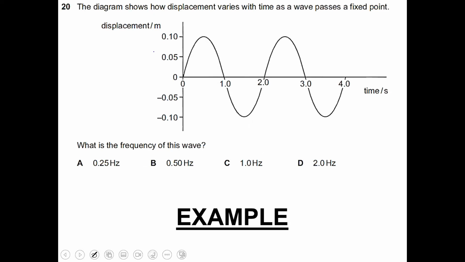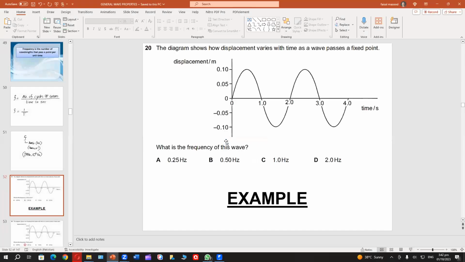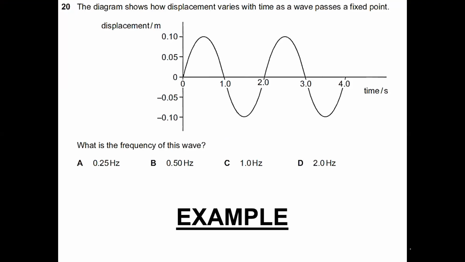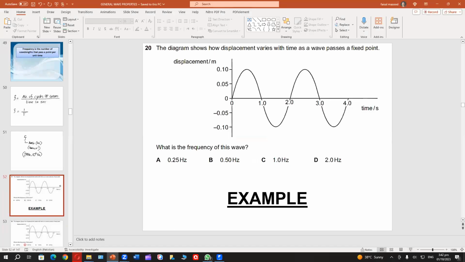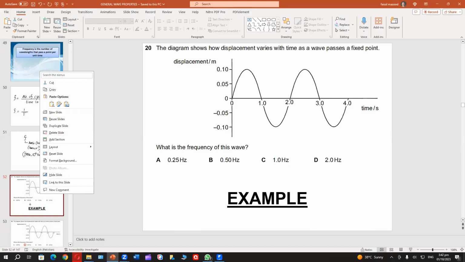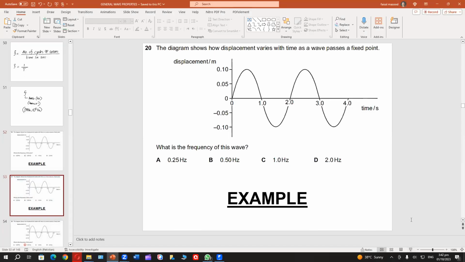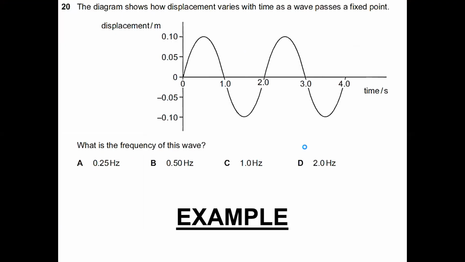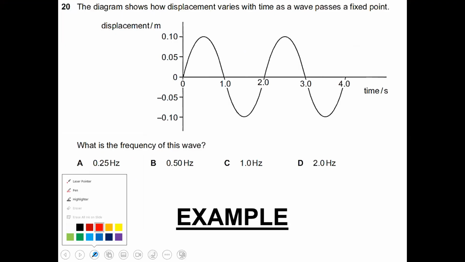Now look at this type of question. What is the frequency of the wave? You should always look for the time period, and 1 upon time period is frequency. What is the time period of this signal? Look at the graph, and what is the time period? Time period means time for one complete cycle. So if you look at the screen, what is the time for one cycle?